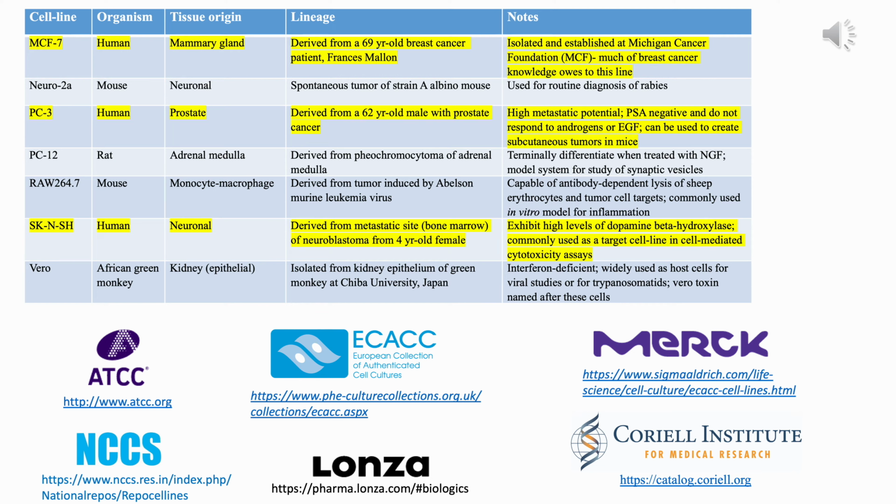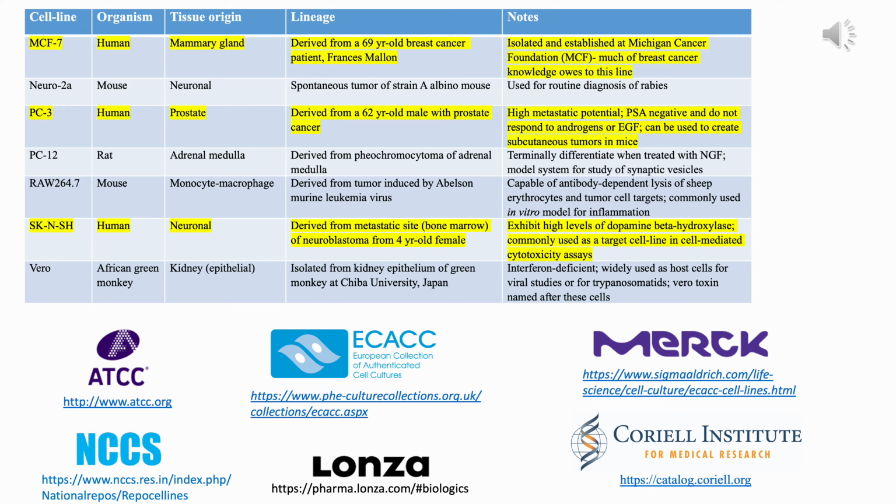For macrophages, one typically uses RAW 264.7 cells, very common in labs. These are typical cells used as a model for macrophages. They have been derived by inducing a tumor with the Abelson murine leukemia virus. They are capable of antibody-dependent lysis of sheep erythrocytes and tumor cell targets, so it's a very common model, in addition to inflammation studies.